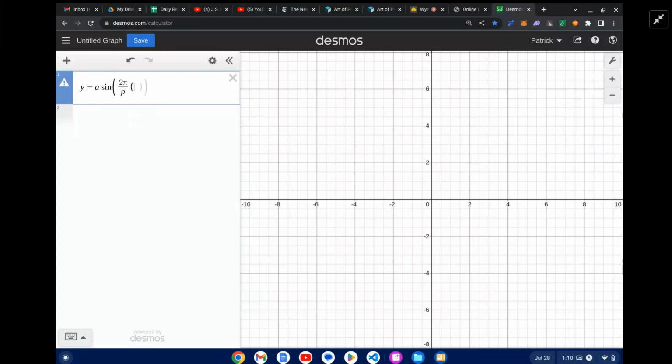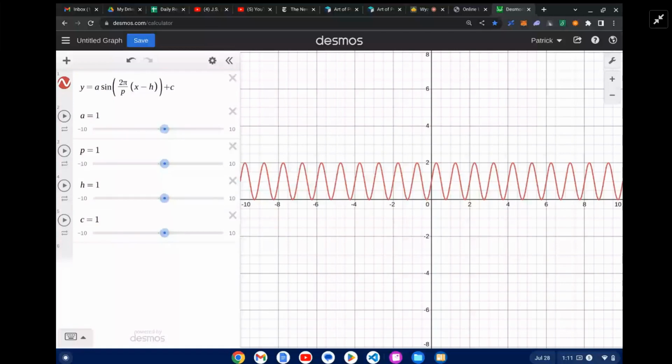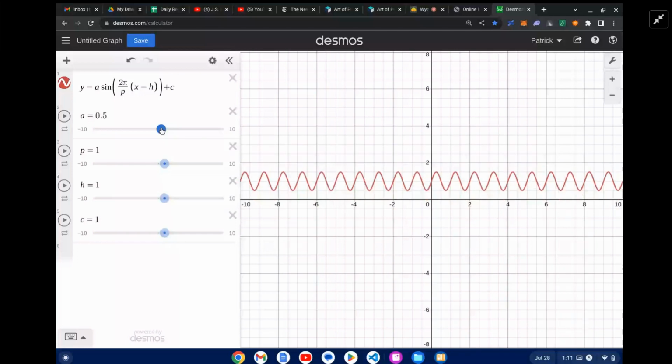Then we have x and then minus h. H is the phase shift, or the horizontal shift. And then finally, we have a c, which is the vertical shift. Sometimes I call that the midline. It said sliders, so you hit sliders for all. This means we can adjust these things and see what happens when we adjust them. So basically, we just have to set these 4 parameters for our particular case.